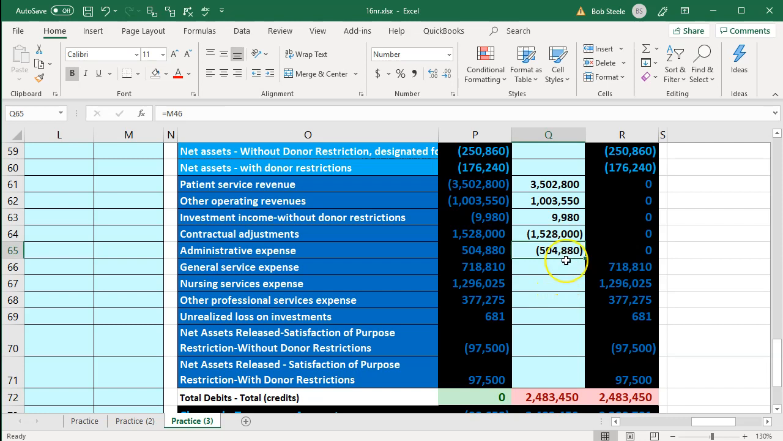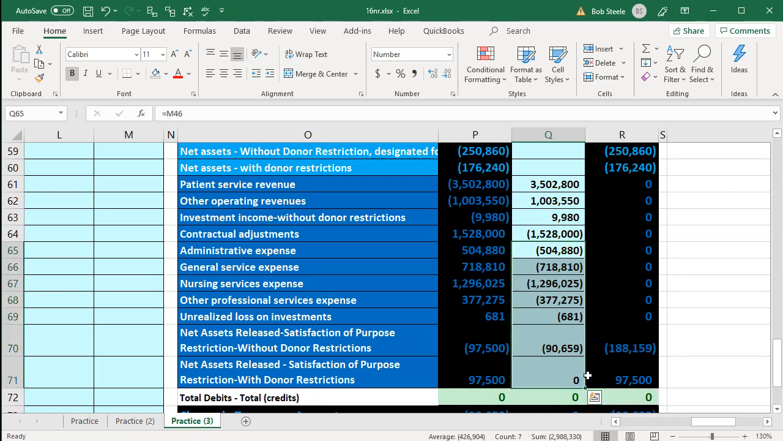I'm going to put my cursor on that 504,880, put our cursor on the autofill handle, left click on it, drag down. And there we have that auto-filled all the way down. I shouldn't have done it to these last two because we're not doing those yet. Those will happen later. So I'm going to delete those, and there we have it.